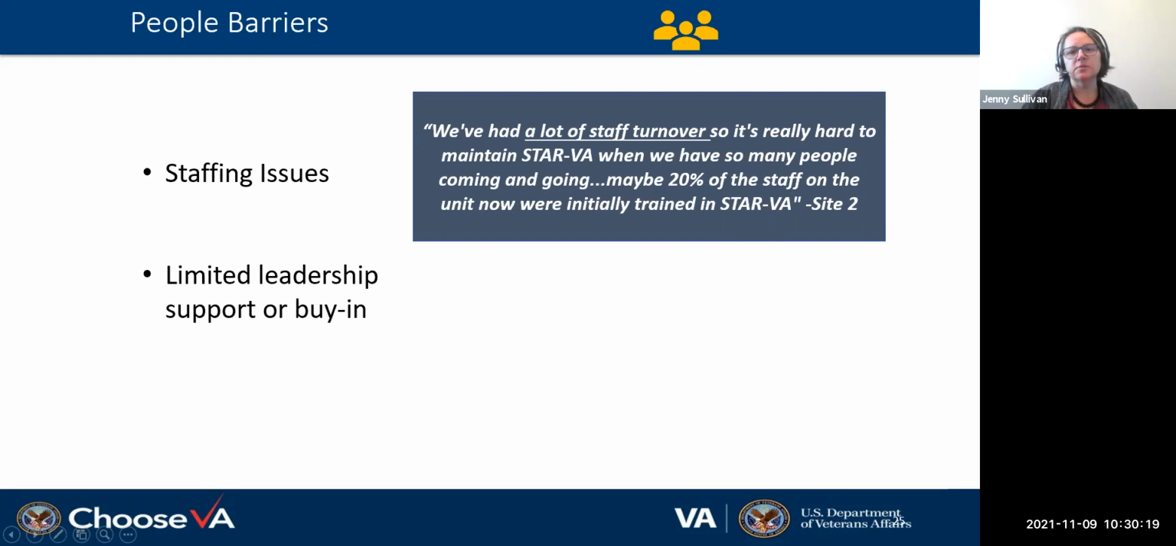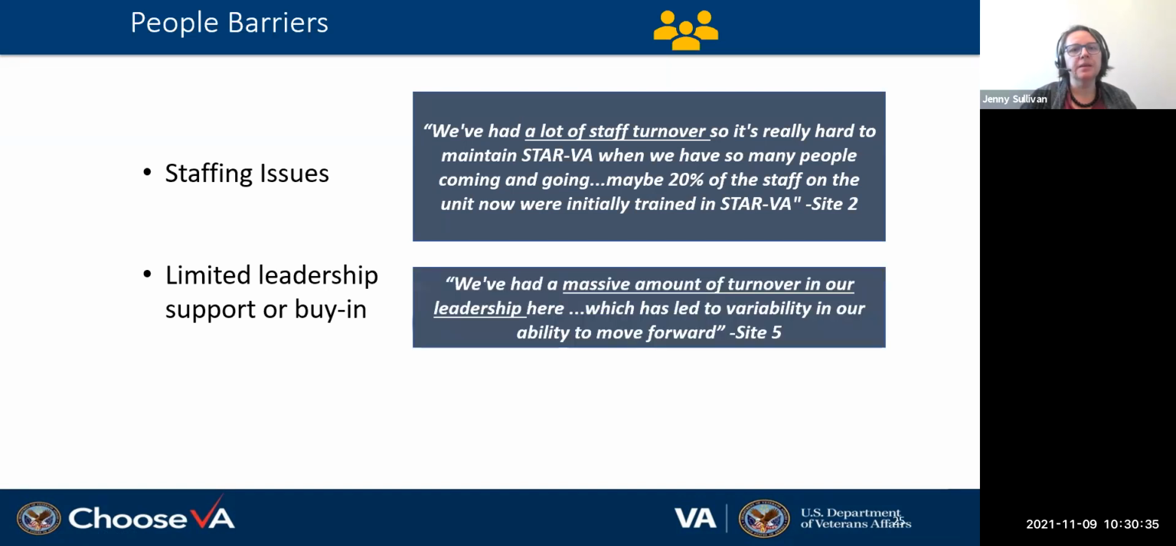And then in terms of limited leadership support or buy-in, 11 sites discussed lack of or little leadership support or buy-in, either at the nursing or middle management level or higher. And leadership transitions or turnover also impacted the consistency and support of STAR-VA. And so a quote here was, "We've had a massive amount of turnover in our leadership, which has led to variability in our ability to move forward."